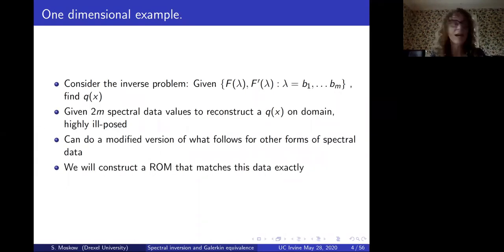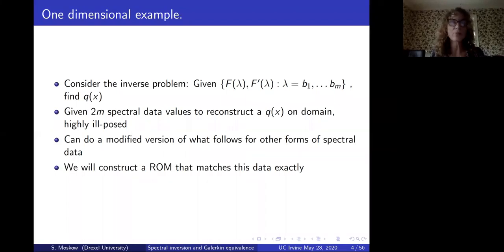We know this is a very highly ill-posed problem, and that, of course, doesn't go away by anything we're going to do here. But I do want to point out that we can do a modified version of what I'm going to talk about today for other forms of spectral data. In particular, we don't necessarily need to have F primes. We can do things with just F, but everything becomes nicer in the case where we have F prime in terms of explaining the situation.